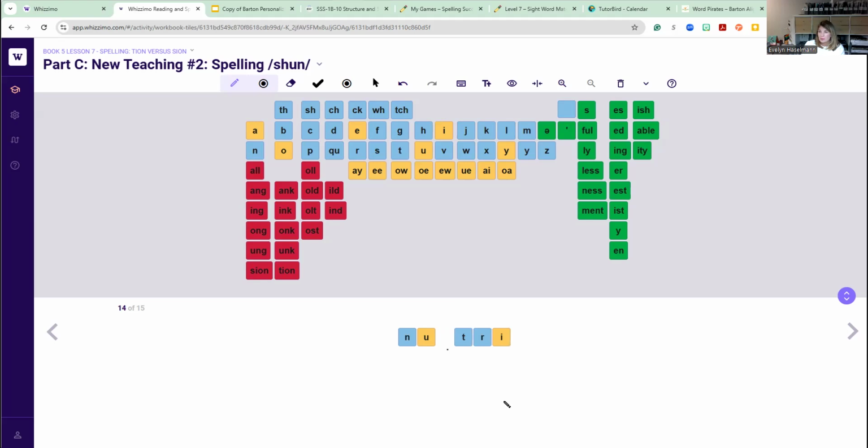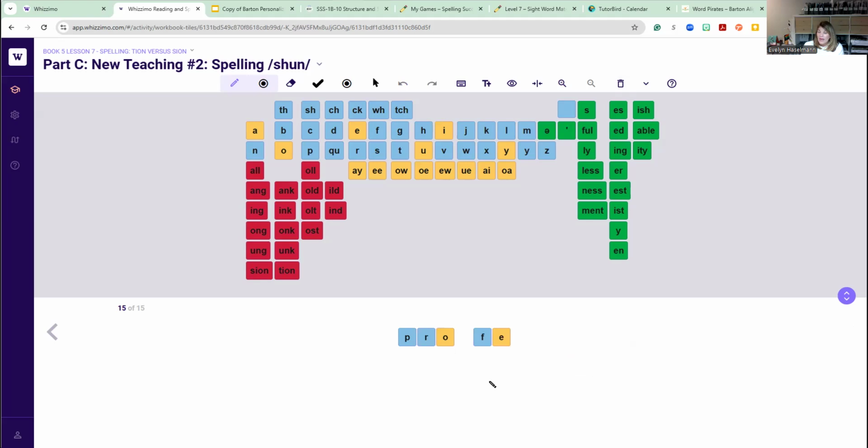So that brings us up to a word like nutrition. I have two choices right now. I have TION after a short vowel, and I have SSION. So I would have your student use their best guess here, and then double check their work. Again, we want them to be right. Good guessing is not good reading or good spelling. So we've got the word nutrition. So again, two choices after the short vowel, TION, SSION.